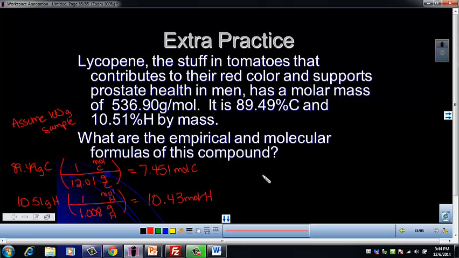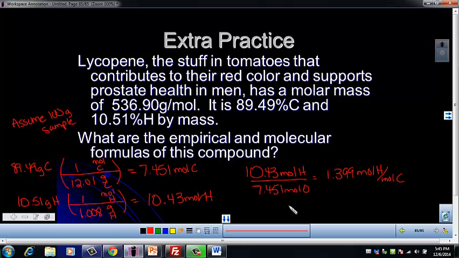Our next step is going to be divide by small, so we're going to divide 10.43 moles of hydrogen by 7.451 moles of carbon, and we are going to get a ratio of 1.399 moles of hydrogen per mole of carbon. So looking at this, remember not to round. This is when we'll multiply. So this is about 1.4. Think of 0.4 as a fraction. That would be 4/10 or 2/5.